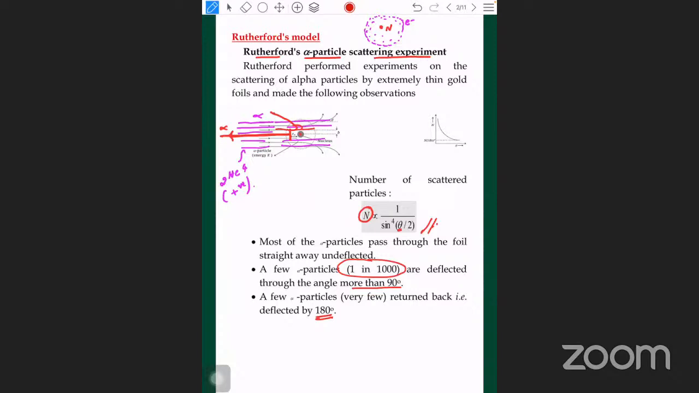So if you plot the graph between theta versus the number of scattered alpha particles, it is going to be an exponentially decreasing curve like this. This is the nature of the graph for the number of alpha particles versus the scattering angle.